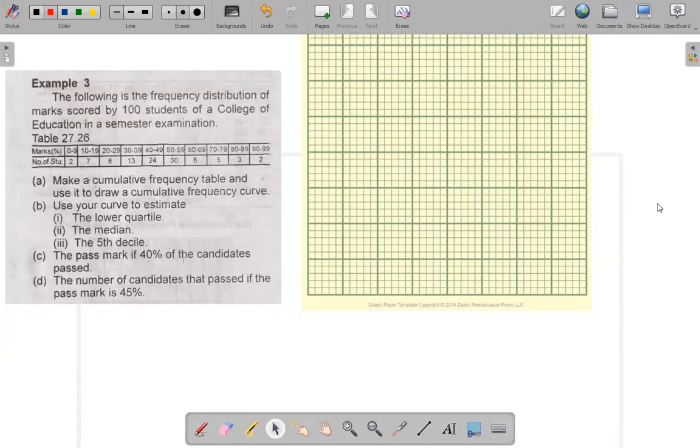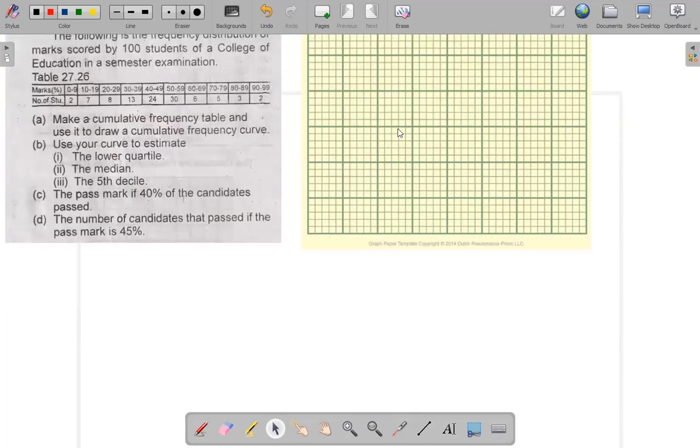Example 3, the following is the frequency distribution of the mass caused by 100 students of the College of Education in a semester examination. Make a cumulative frequency table and use it to draw a cumulative frequency curve. Use the curve to estimate the lower quartile, the median, the fifth decile, the pass mark if 40% of these candidates passed, the number of candidates that passed if the pass mark is 45%.